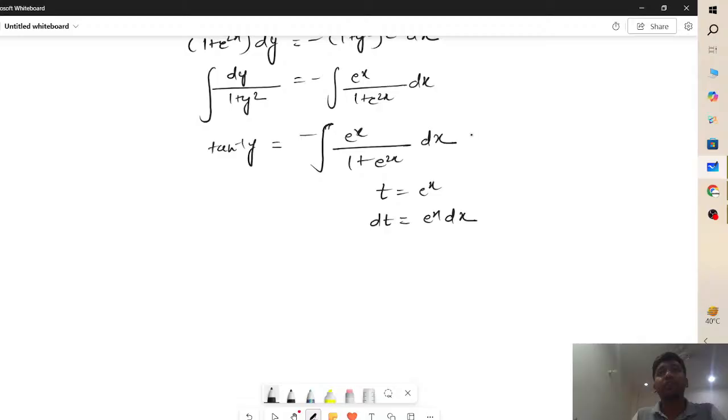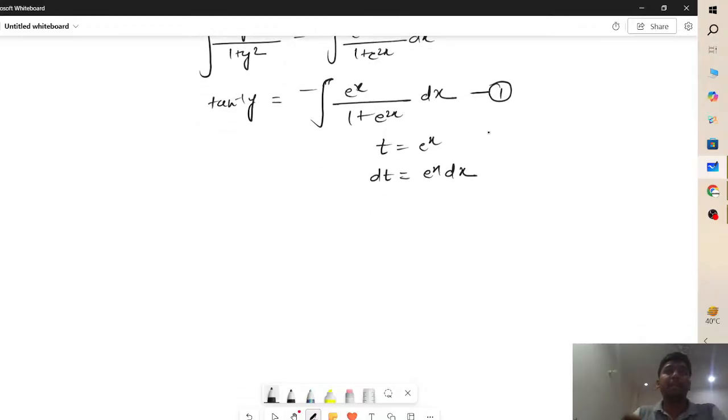And we name this equation as 1. Now see what we do. We substitute the value of t as e^x and e^x dx as dt. So here dt is common, and here is e^x, so we can write t to the power 2. And then we integrate our equation with respect to t. So see in the next step how this can be done.